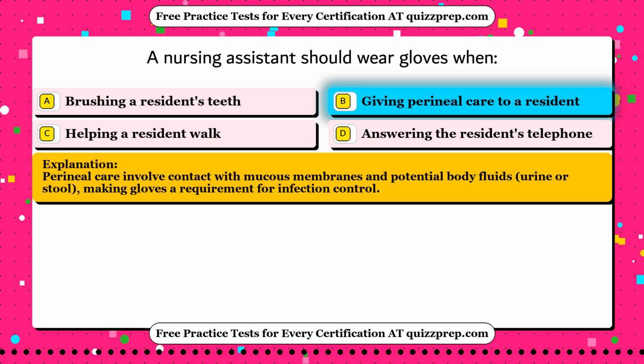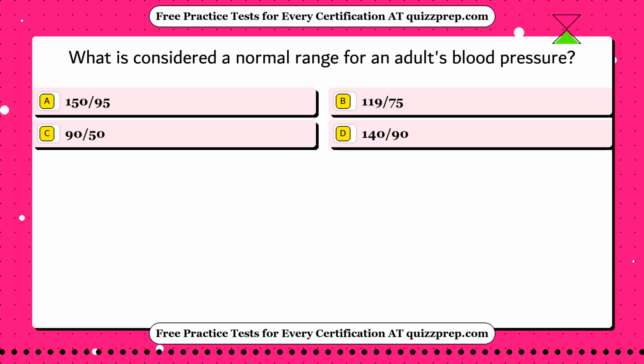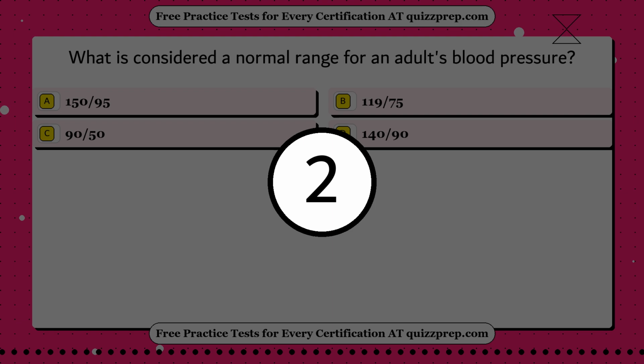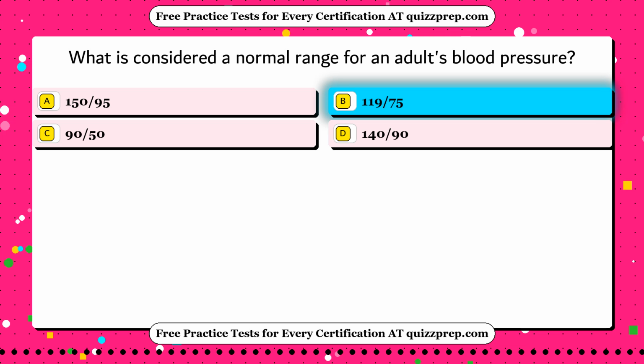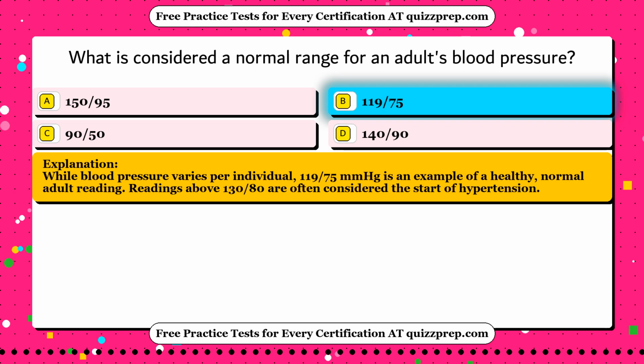Question 56. What is considered a normal range for an adult's blood pressure? Option A, 150/95. Option B, 119/75. Option C, 90/50. Option D, 140/90. The correct answer is option B, 119/75. While blood pressure varies per individual, 119/75 mmHg is an example of a healthy, normal adult reading. Readings above 130/80 are often considered the start of hypertension.